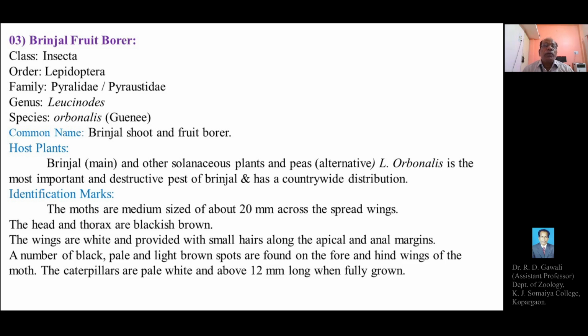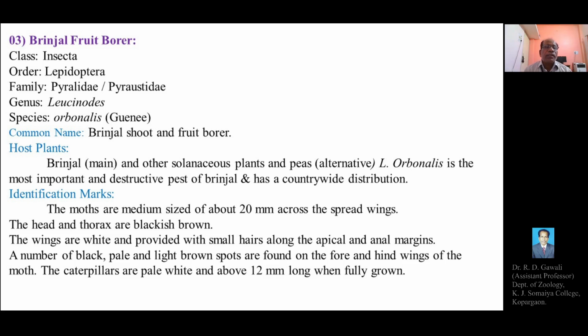Brinjal fruit borer belongs to phylum Arthropoda, class Insecta, order Lepidoptera, family Pyralidae, genus Leucinodes, and the species orbonalis. It is commonly called the brinjal shoot and fruit borer. So it can bore the shoot as well as the fruit of the brinjal plant.